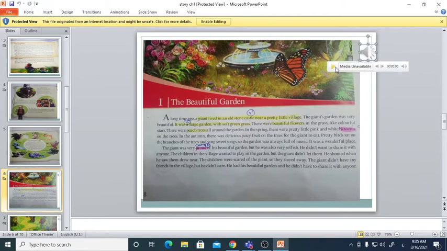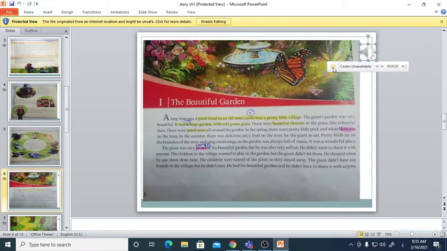Listen to it. I will try to play it. I can't play it. I will see if I can. If I can't, I will read it for you. It seems to me not working, so I will read it.